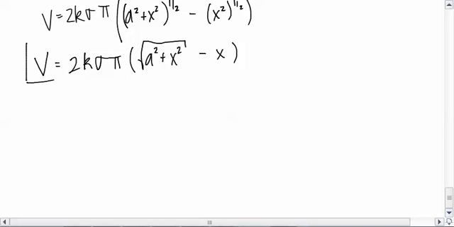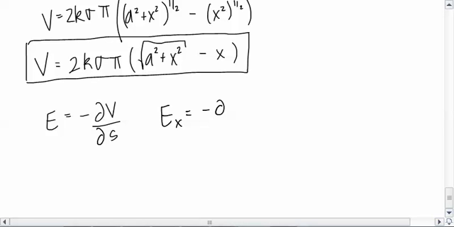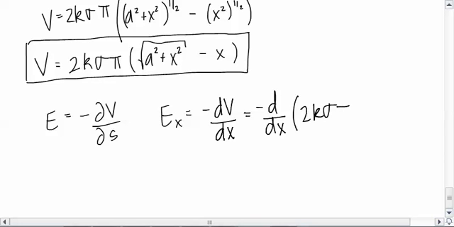So now that we have the electric potential function, let's find the electric field. We'll have negative dV/ds, partial d. So my electric field in the x direction would be negative dV/dx, which would be negative d/dx of 2k sigma pi times the square root of a squared plus x squared minus x.